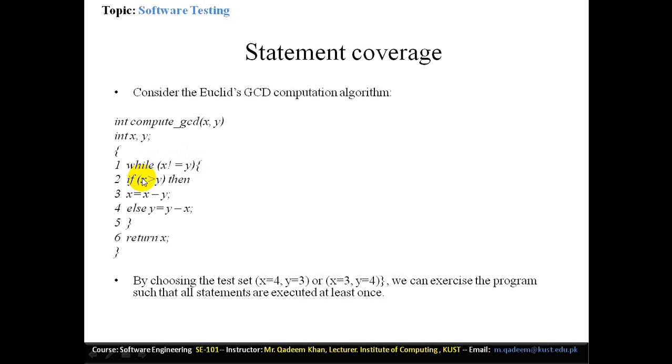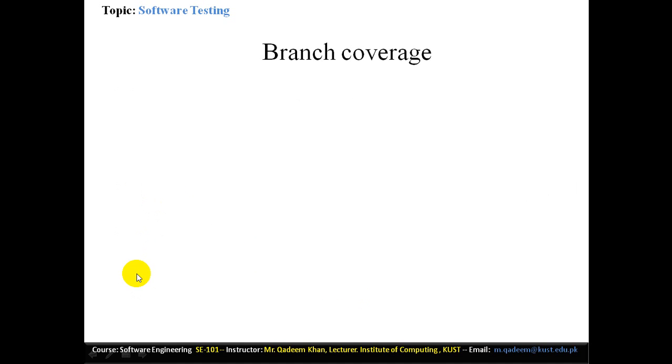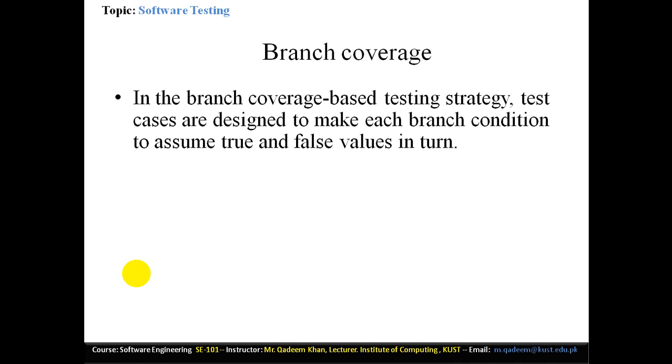So if the first one is greater than the second, then this part will be executed, and if the first one is less than the second, then the else part will be executed, and in the return, x will be computed. Okay. Now, branch coverage.